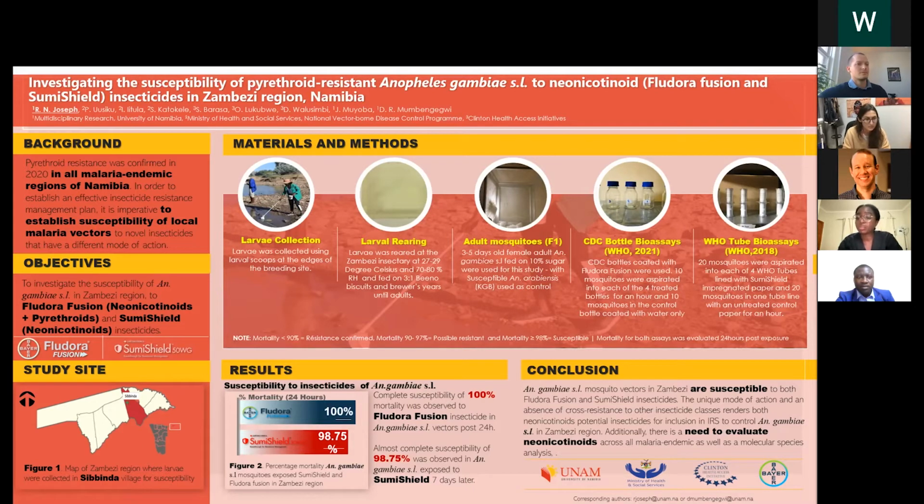and this could possibly be because of the unique mode of action and the absence of cross-resistance to other classes such as pyrethroids, and this could possibly be included in the indoor residual spraying campaigns to control Anopheles gambiae sensu lato in Zambezi region. And since the study was preliminary, it is recommended that it will be evaluated across all malaria endemic regions of Namibia, and further molecular analysis will also be done of the species. The study was done in partnership with the University of Namibia, the Ministry of Health and Social Services, as well as Clinton Health Access Initiative and Bayes. Thank you.